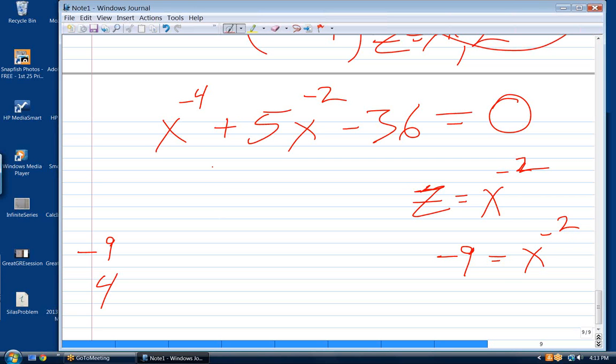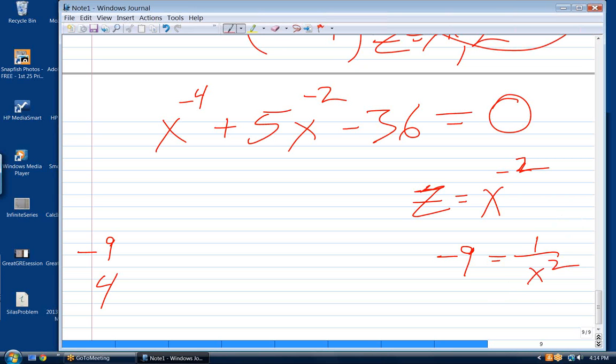X to the -2, that minus means reciprocal, and then we square it. In other words, that's equal to 1 over x squared. That's all. Notice that x to the -2 is a positive number if x is positive. Okay, so I'm going to rewrite this as 1 over x squared. Now it should be a little easier to solve. How do you solve that? You'd take the square root of everything, right?